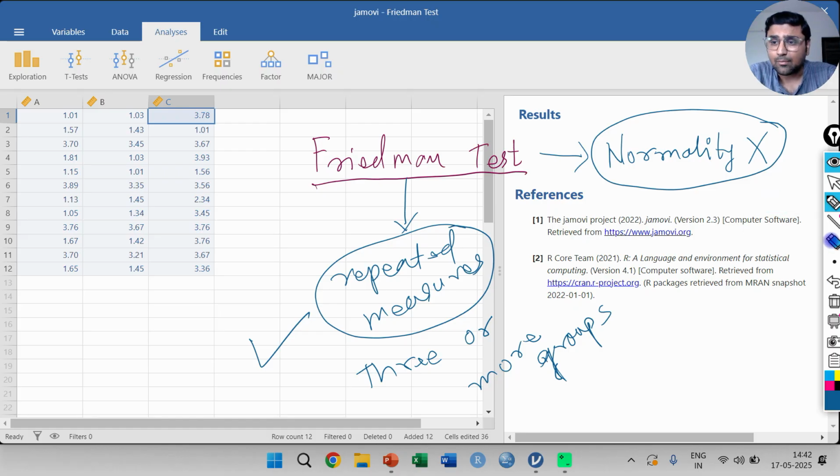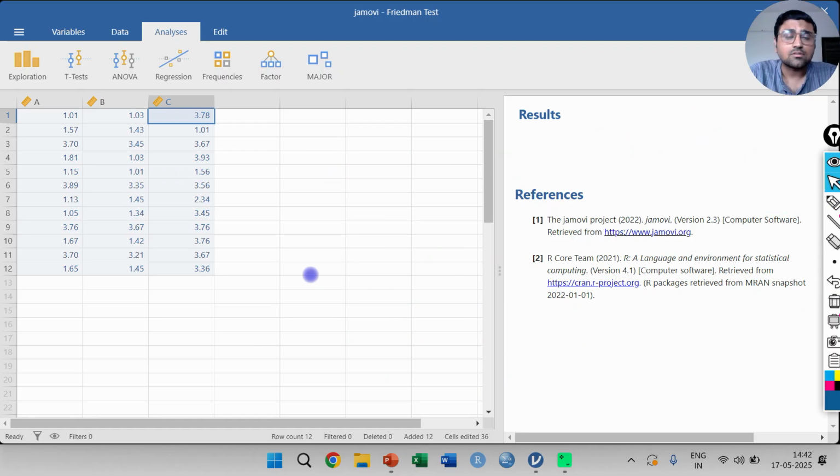Now let's understand this with the help of example. Suppose we are interested to know the effectiveness of three diet plans. So here we have three diet plans, diet A, B and C. We are collecting the data from 12 respondents. We are recording their weight loss in terms of kilograms after each diet A, diet B and diet C for 1 month. So here we have the data. So we have three related groups and therefore we can use Friedman test.